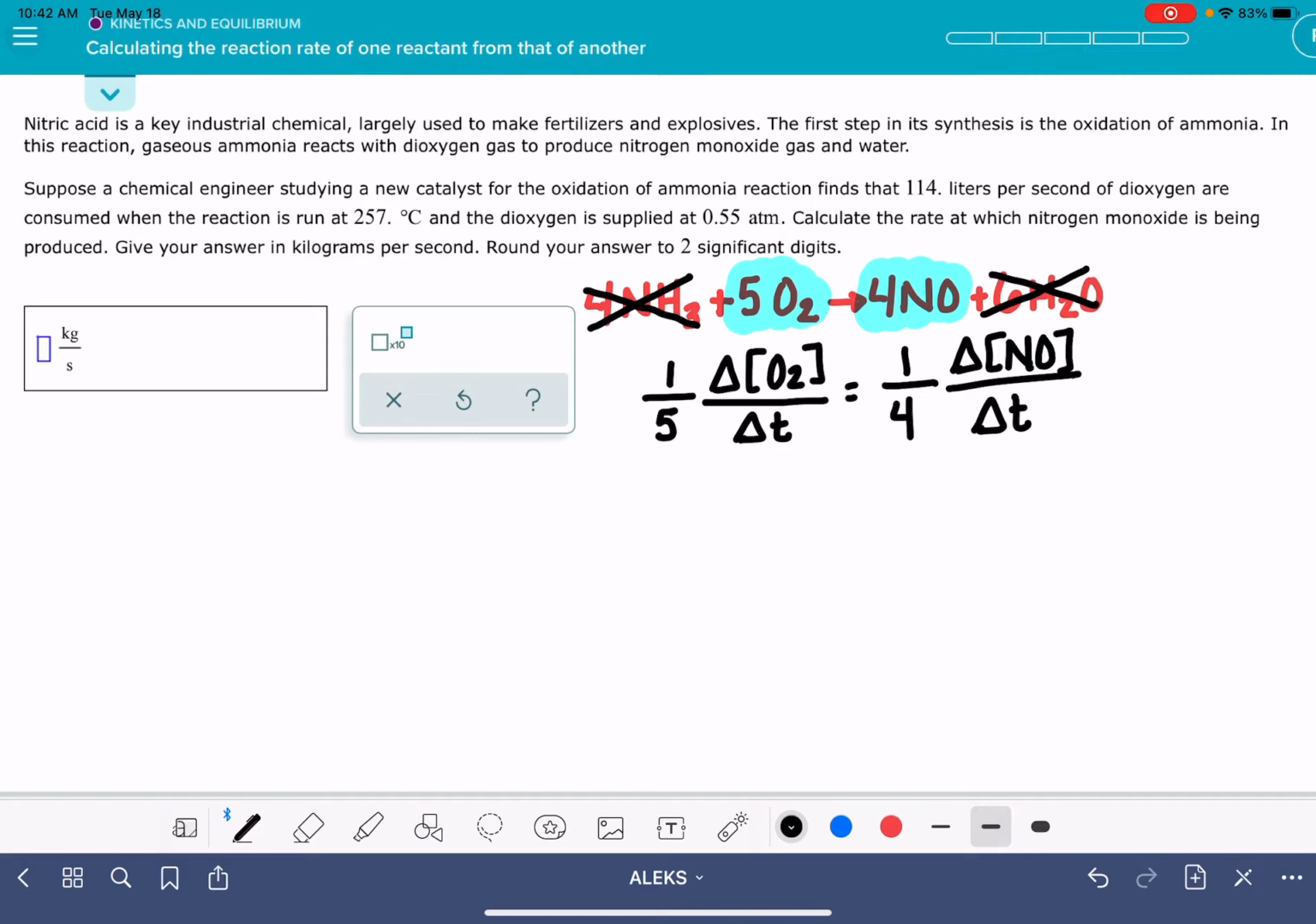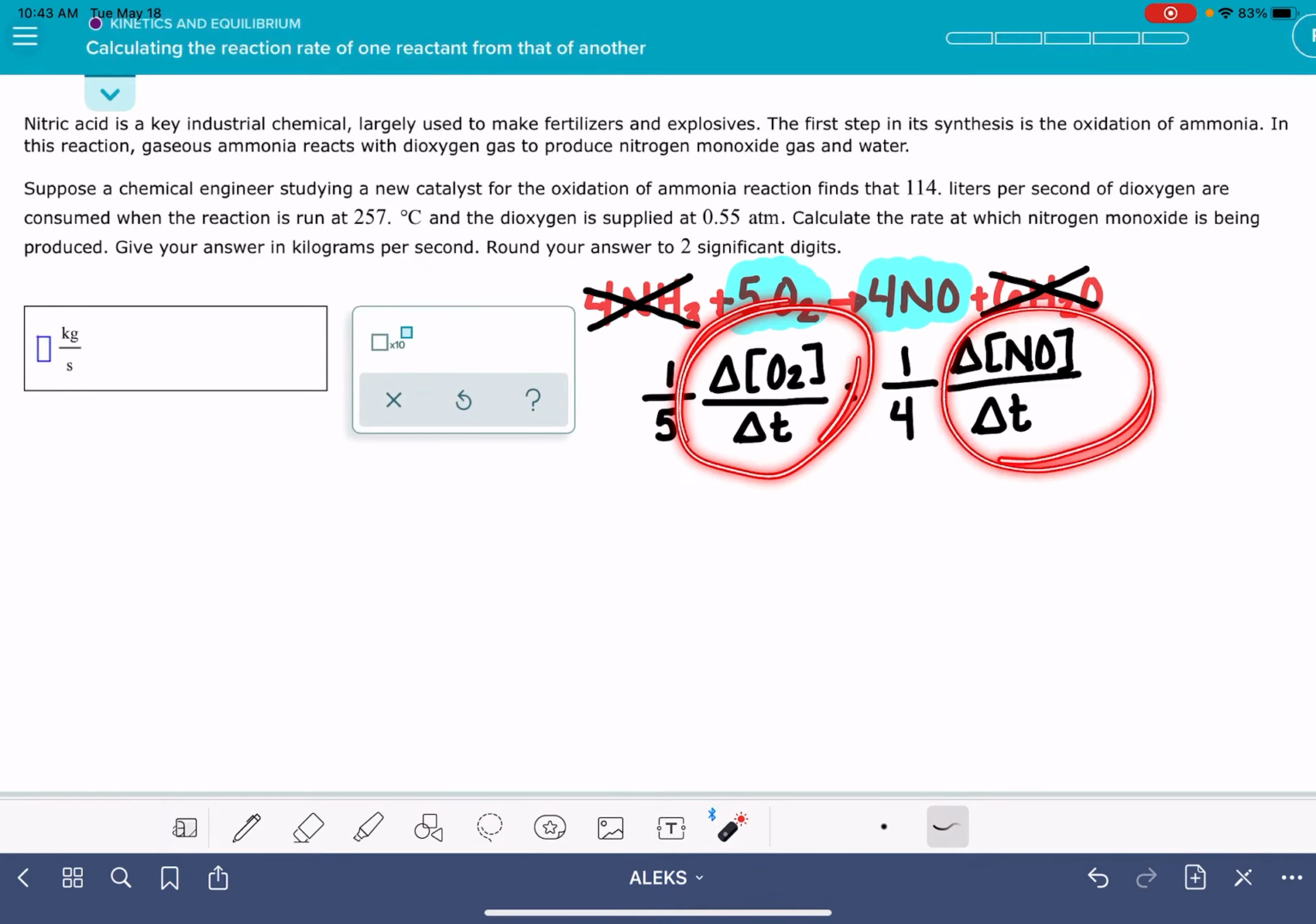And technically there's a negative sign in the front of anything that would be a reactant, but it's not going to be necessary for us to have that negative sign there mathematically. In this problem, everything is just going to be positive. So again, we want to use the stoichiometric coefficient in the form of a fraction in front of each one of these things. This gives us the relationship between the rate of O2 and the rate of the NO.